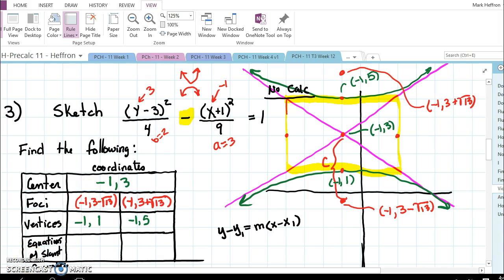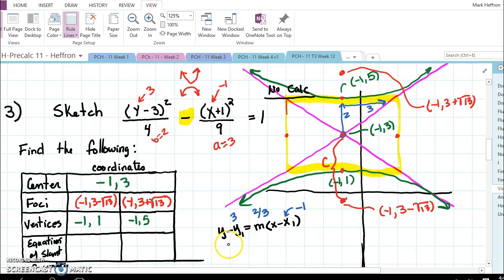The next thing you've been asked for is the equation of the slant asymptotes. Well, I want you to recall the point-slope form of an equation. That way we know everything goes through the center. So that could be a point. The x is -1 and the y is 3. Also, I can see that my slope is going to be a rise of 2 and a run of 3. So that means my slope is 2/3.